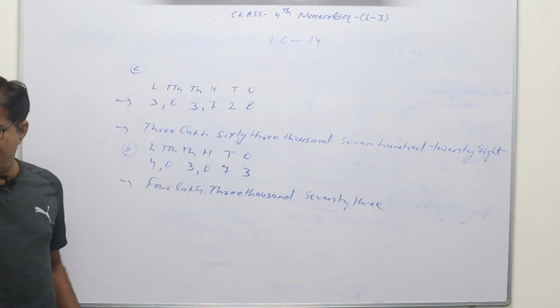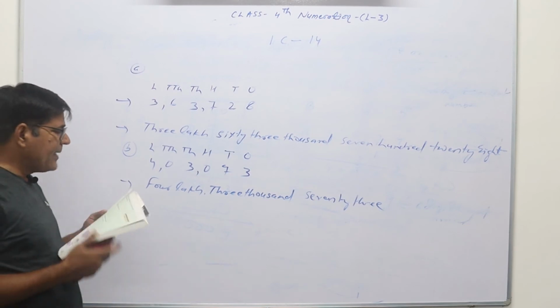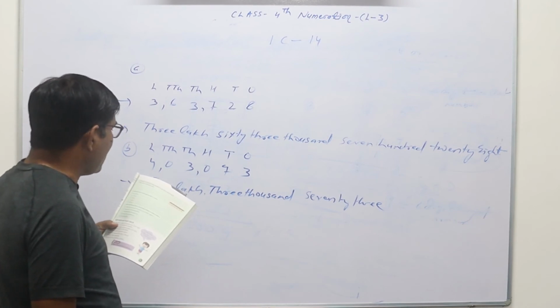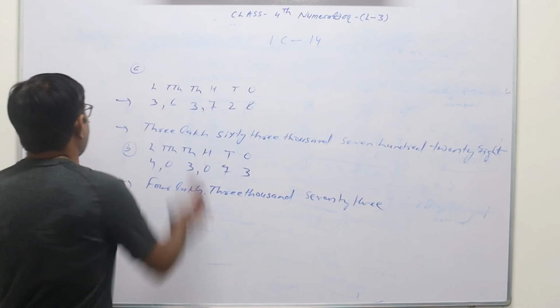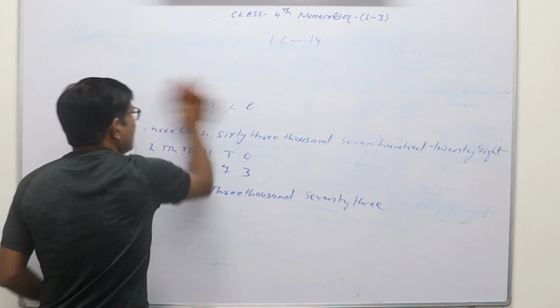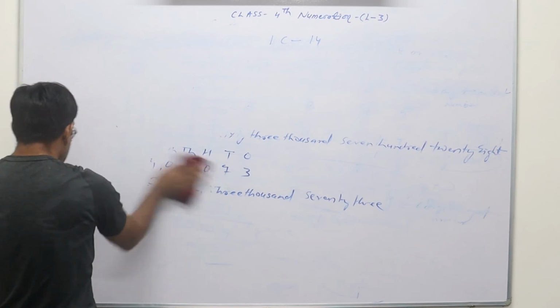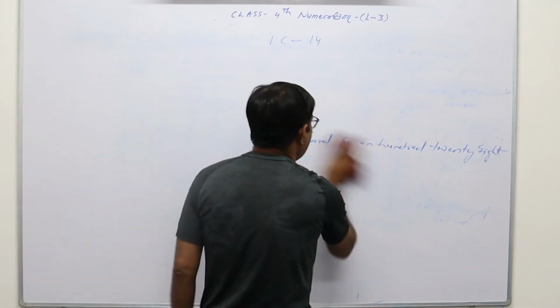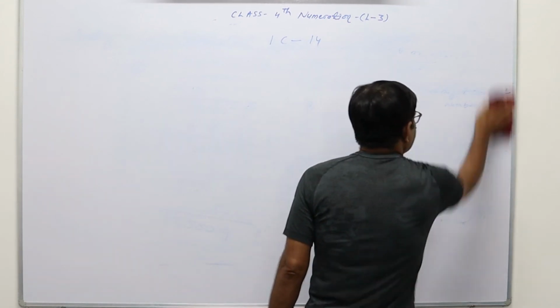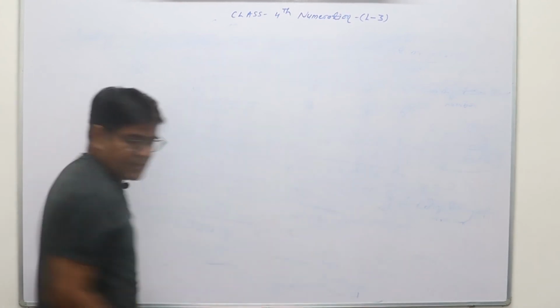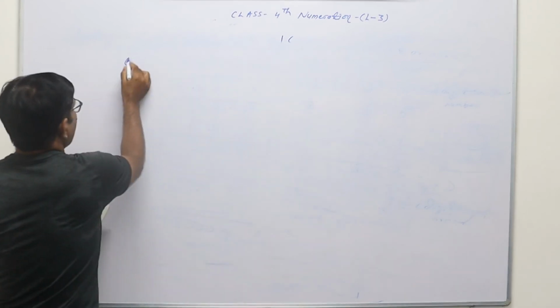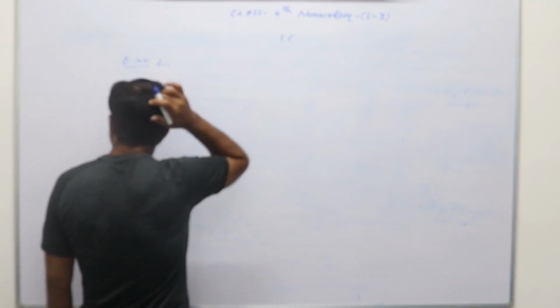Now the next question, read it carefully. Represent the largest 6-digit number on the abacus shown here. Also write its number name. So what we have to do in question number second, we have to represent the largest 6-digit number on the abacus and we have to write its number name. So first make one abacus.